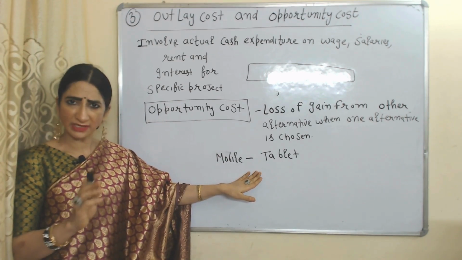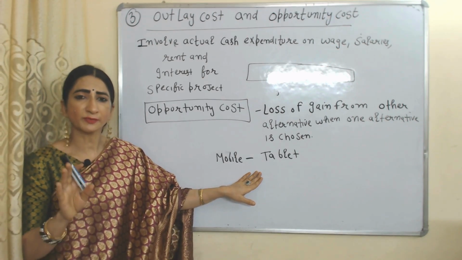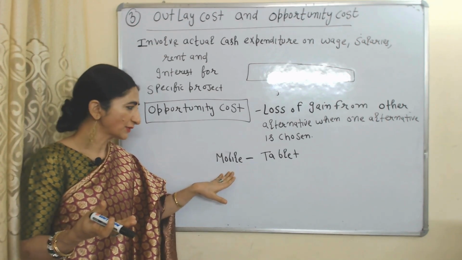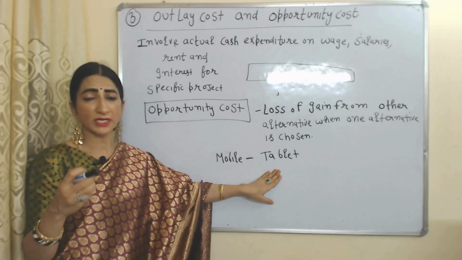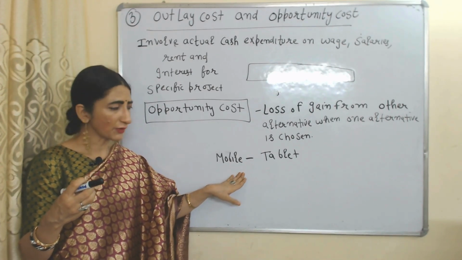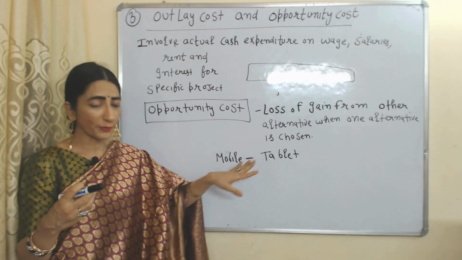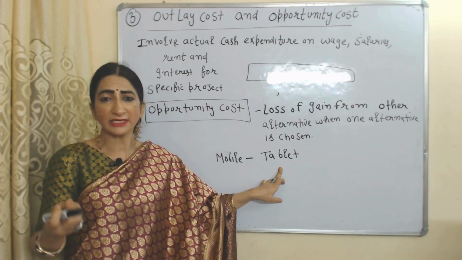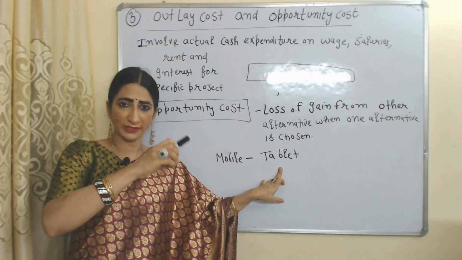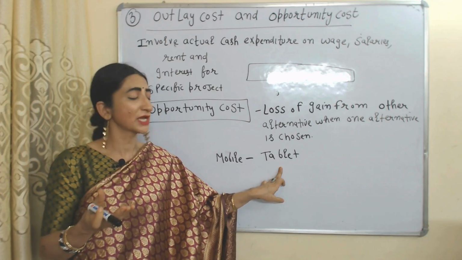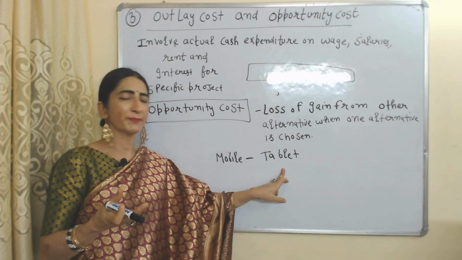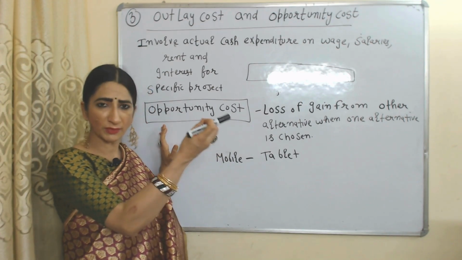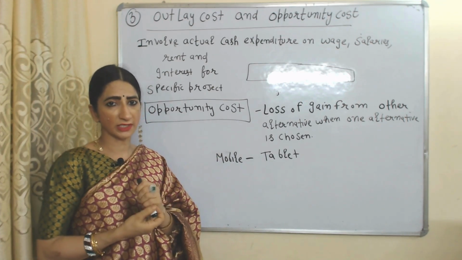With the help of one example, we will clearly understand. Suppose a producer has limited resources. With his limited resources, either he can produce mobile or tablet. Suppose in order to produce mobile, he gives up the production of a tablet. The opportunity cost of producing mobile is loss of income which he can earn from the sale of a tablet, but now he can't because in order to produce mobile, he gave up the production of tablet. So we can say the opportunity cost means loss of gain from other alternative when one alternative is chosen.